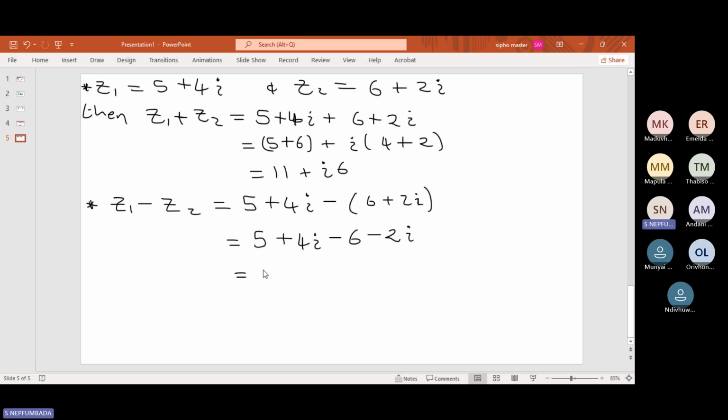So which is nothing but going to be equals to 5 minus 6. Number by number is like we're grouping the like terms. Plus i, we're taking i as a common factor. Then we've got 4 minus 2. Are we fine? This is minus 1 plus 2i. Is it difficult? No. Can we proceed? Yes. Okay.